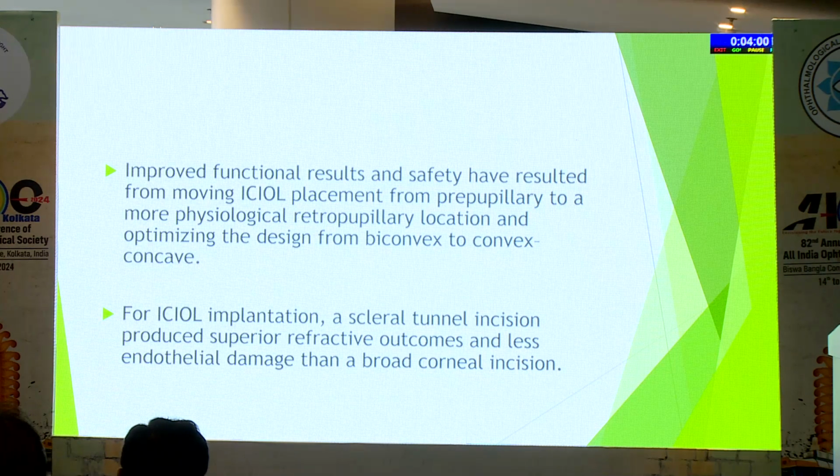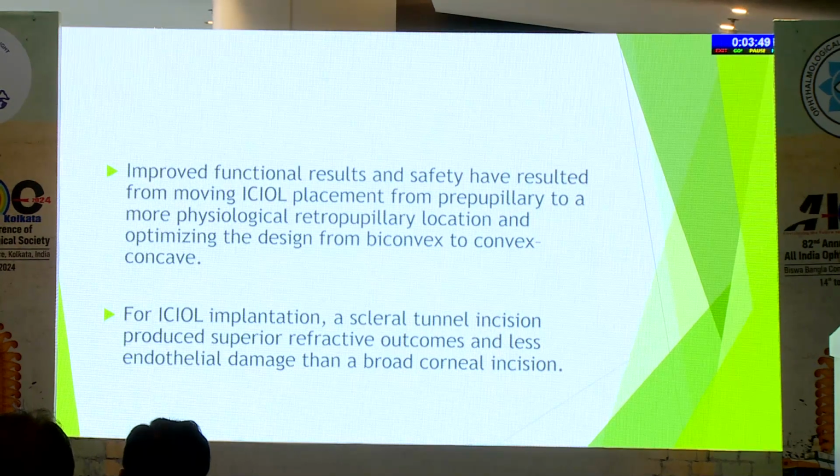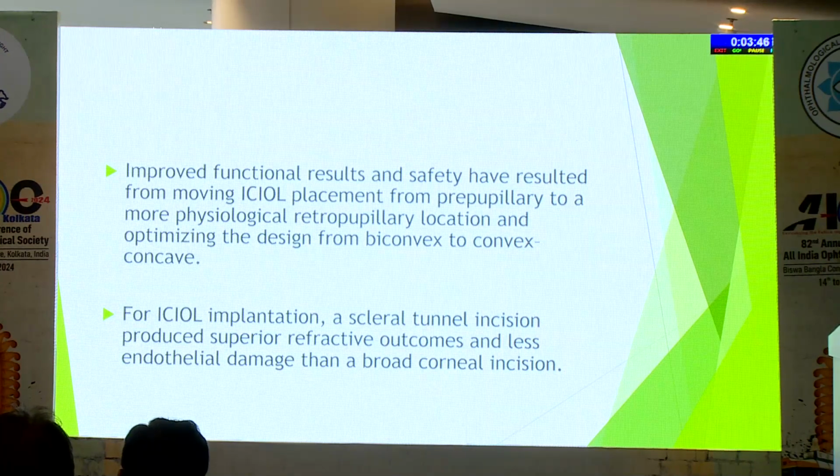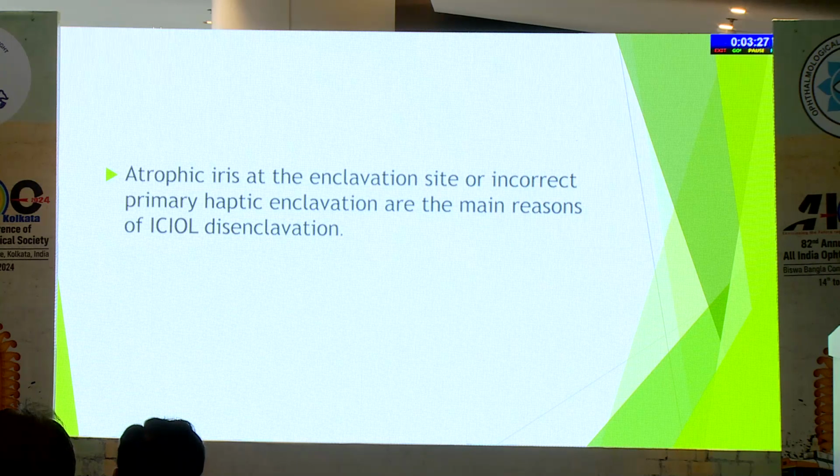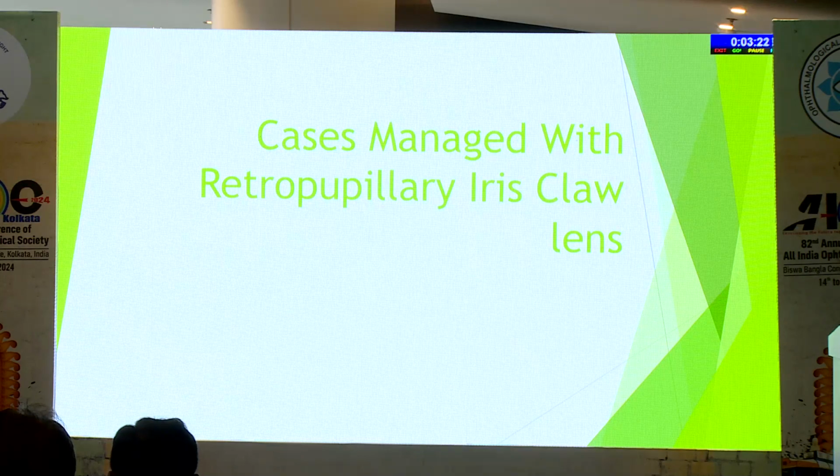These retropupillary iris lenses are so good now, with a better design, that they do not create much complication, like increased IOP, cystoid edema and loss of iris tissue. It's very easy and gives very good results. When you are putting it through the scleral tunnel, that is the best way to go, instead of increasing your corneal incision. An atrophic iris, as already mentioned, should be avoided. Here are a few cases we'll see.